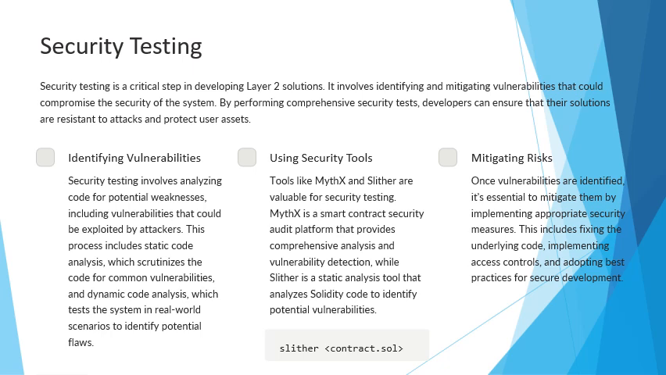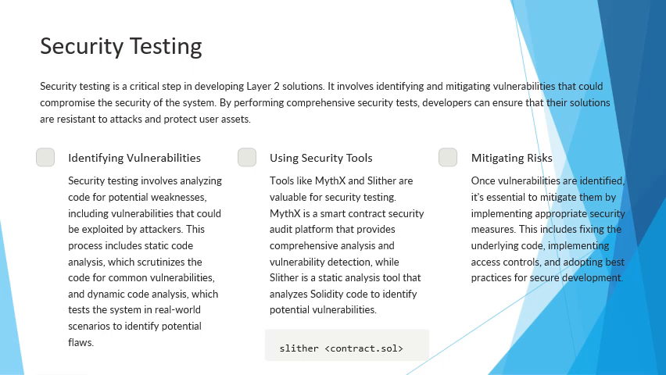Then, security testing is a critical step in developing layer 2 solutions. It involves identifying and mitigating vulnerabilities that could compromise the security of the system. By performing comprehensive security tests, developers can ensure that their solutions are resistant to attacks and protect user assets. Security testing involves identifying vulnerabilities, using security tools, and mitigating risks.